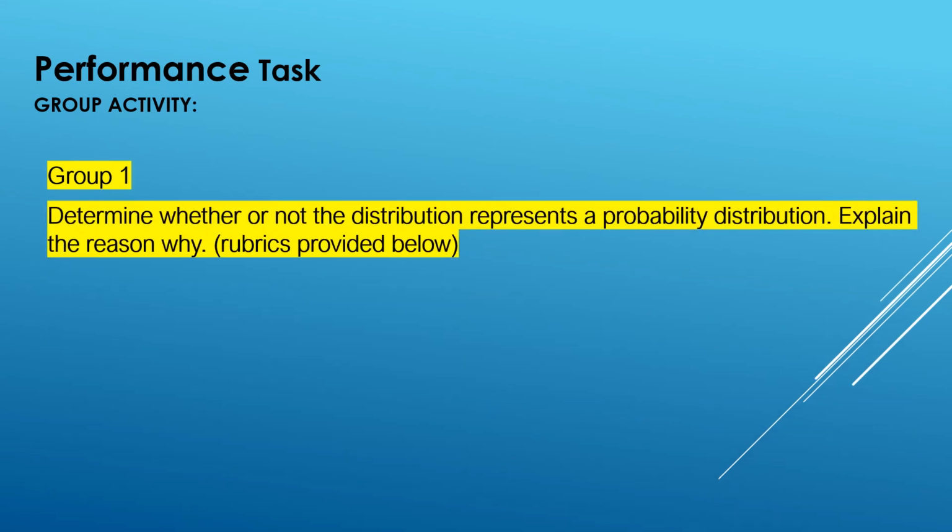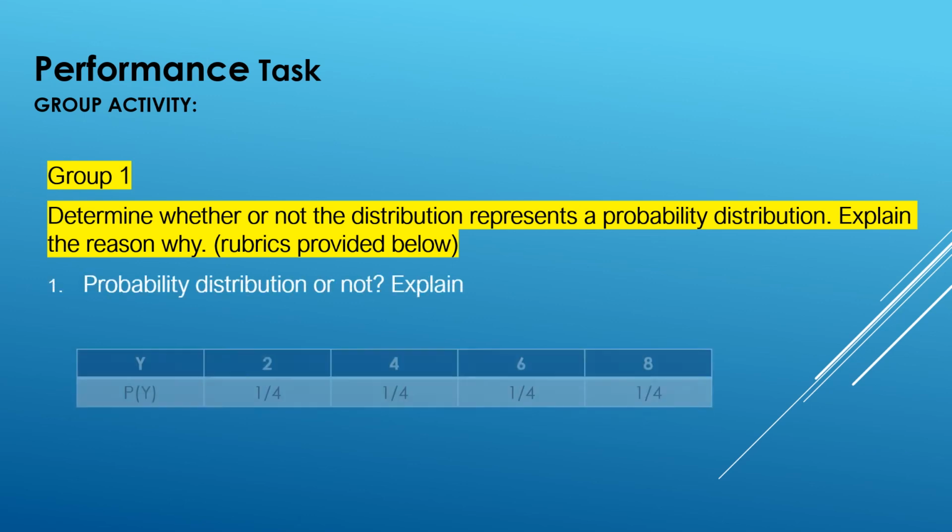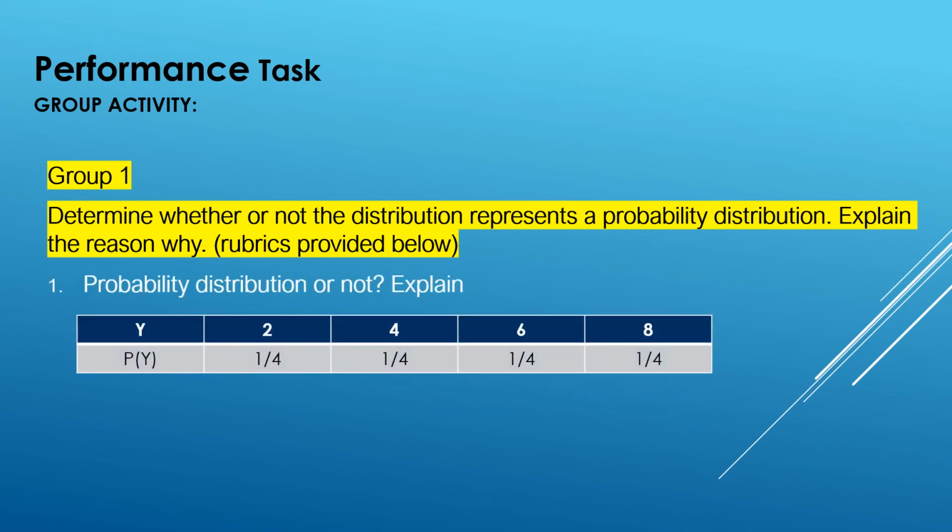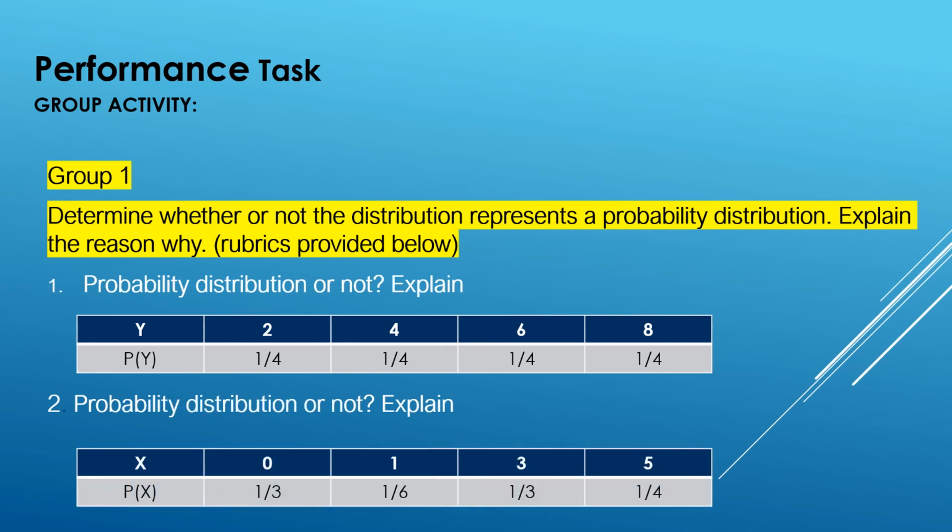Okay, for our performance task, it is a group activity. You are grouped again into 3. So for group number 1, determine whether or not the distribution represents a probability distribution. Explain the reason why. Rubrics provided below. So we have here 1, and next distribution we have number 2.